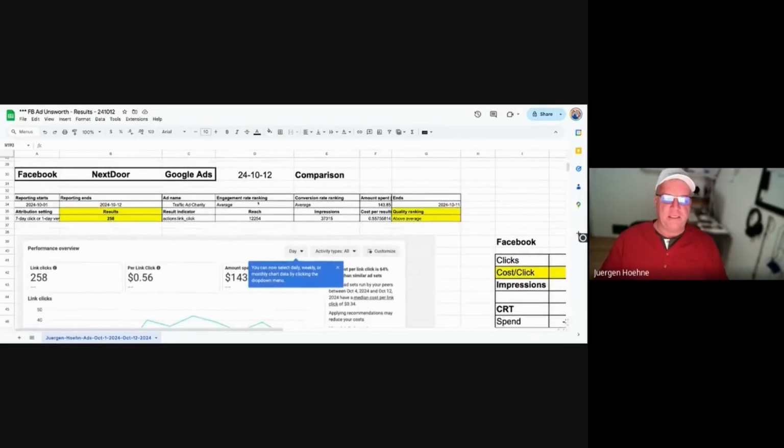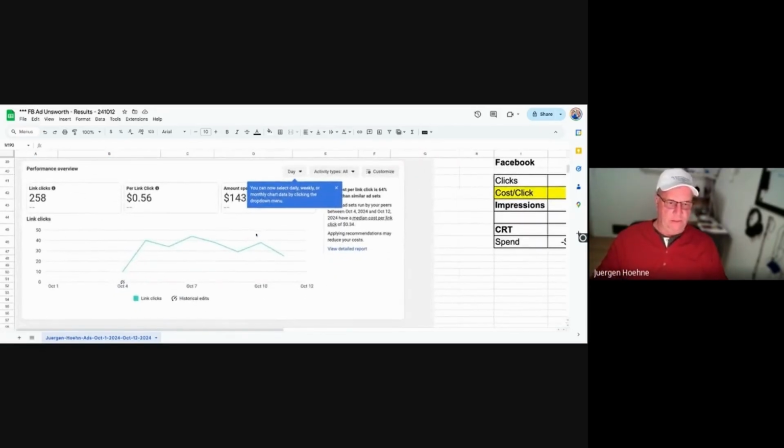Let's take a look at Facebook ads right here. And what do we see? About a 7-day run, 256 click-throughs to a website for a nonprofit. What was the reach? 12,000-ish. What were the impressions? About 3 times that amount. And the average cost per click-through was about 55 cents, right? This just shows here, from the 4th to the 11th of October.